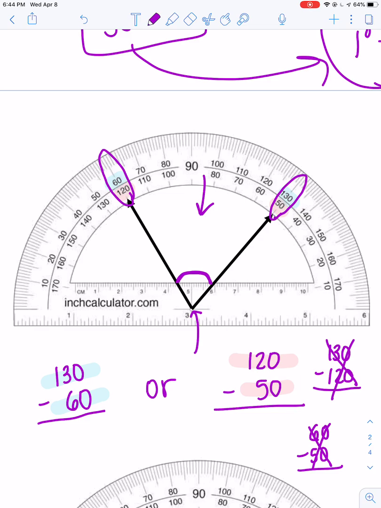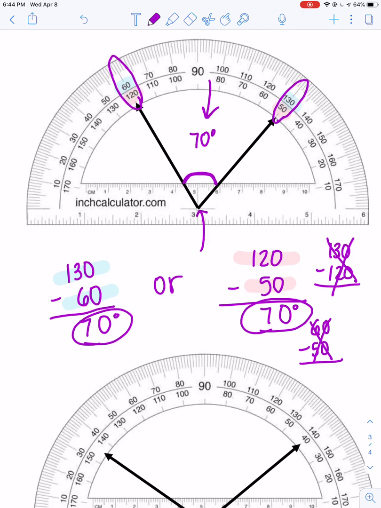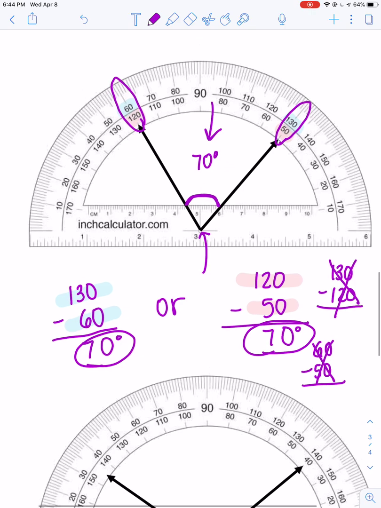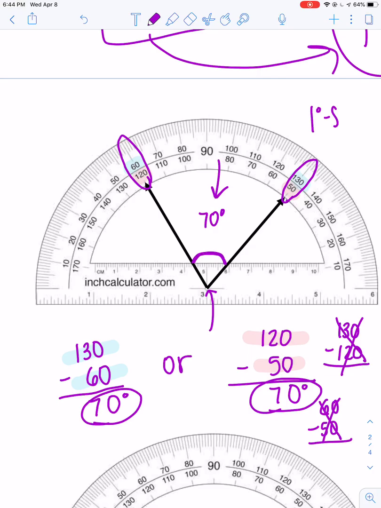So I'm going to go and subtract both of these to show you that you get the same answer. Doesn't matter which process you use, I get the same answer, but that tells me that this measurement is 70 degrees. And again, I can assess the angle beforehand. Notice that this is an acute angle and say, well, does 70 fall between that range of 1 degree to 89 degrees? And yes, it does.